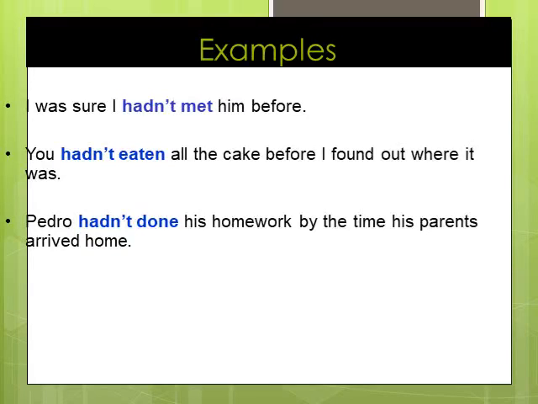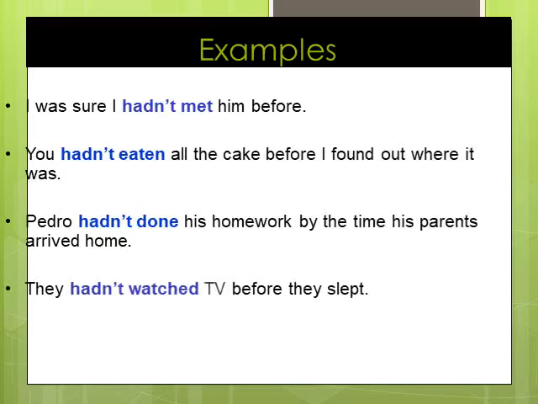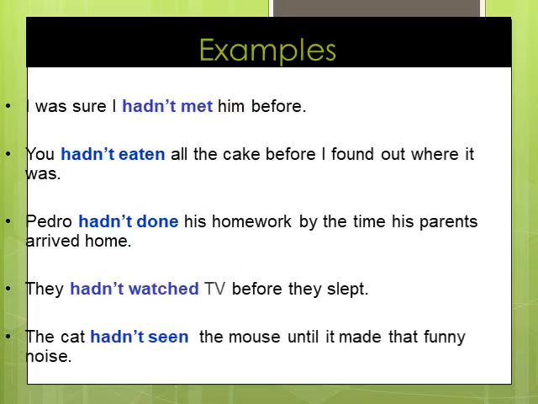They hadn't watched TV before they slept. Hadn't watched. Past perfect negative form. The cat hadn't seen the mouse until it made that funny noise. Hadn't seen. Past perfect negative form. She hadn't studied before she went to school. Hadn't studied. It's a regular verb, so we add ed. And it's past perfect negative form.